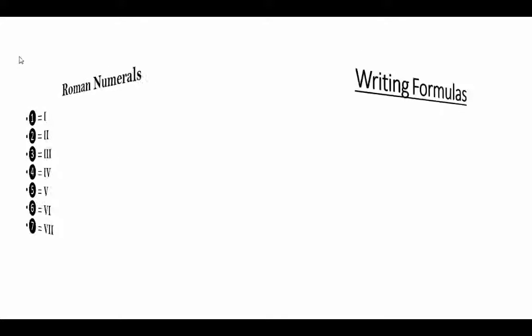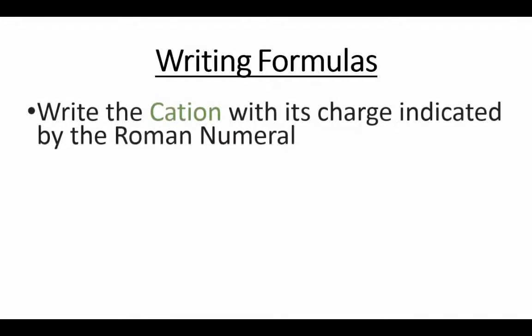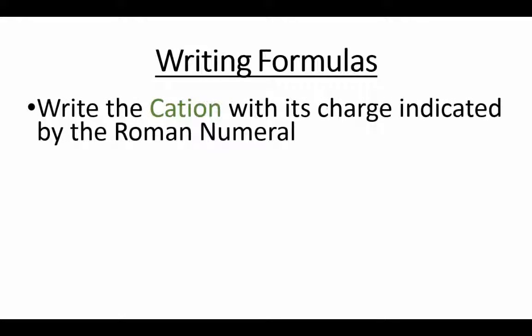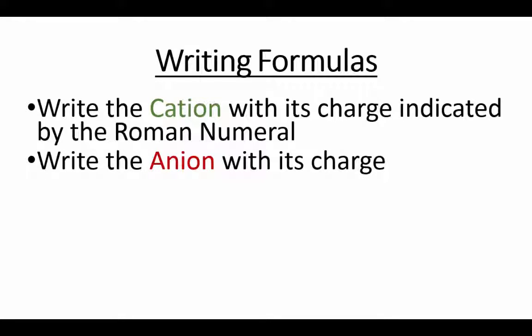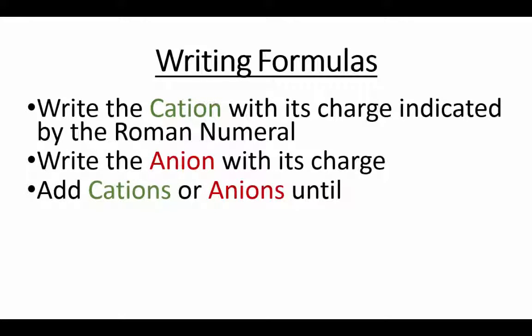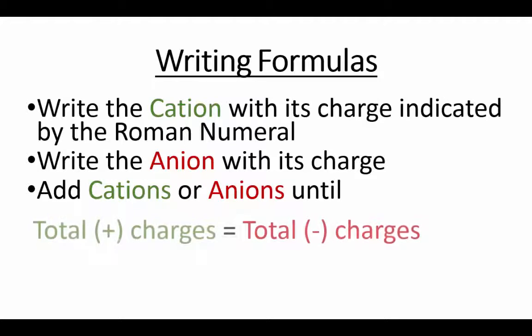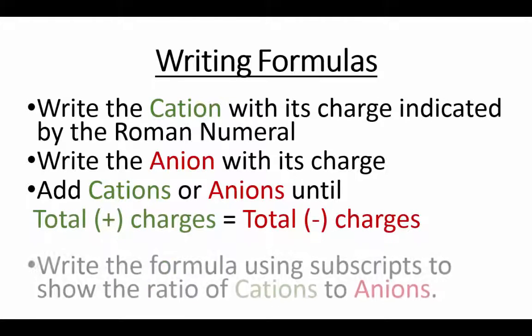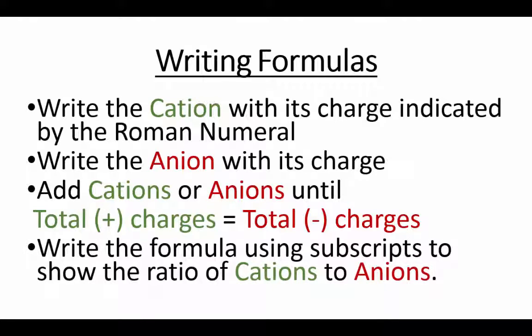We're going to start by learning to write formulas for ionic compounds, and it's very similar to the process we've already followed, except this time the Roman numeral will tell us the charge on our metal cation. So go ahead and write the cation with its charge, and the anion with its charge, and then as before, you're going to add cations or anions until the total charges are equal. The net charge is 0. And we're going to then use subscripts to show how many of each ion we have in our formula.